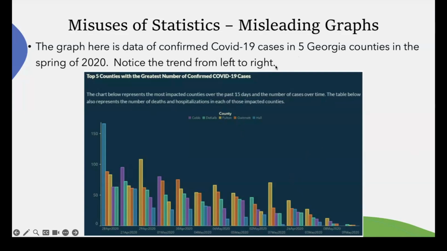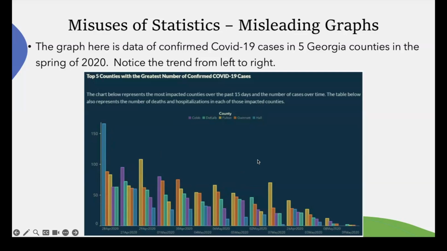Let's look at the trend from left to right. The different colors are the different counties. You could see Cobb, DeKalb, Fulton, Gwinnett, and Hall counties. And what we see from left to right, looking at this trend, is that it appears as if these bars are generally moving down from left to right. The first is really high, and then they go downward, and the last is really low.